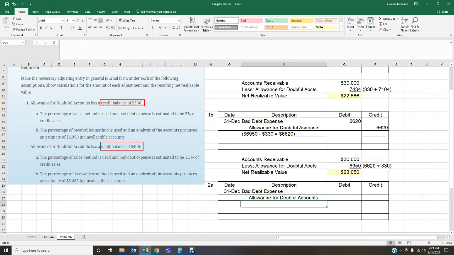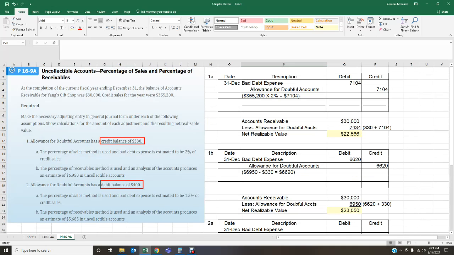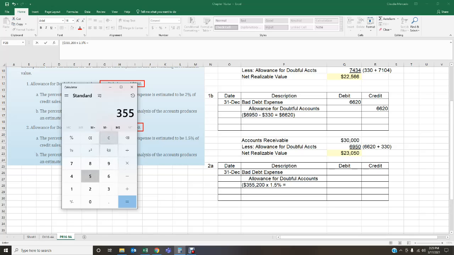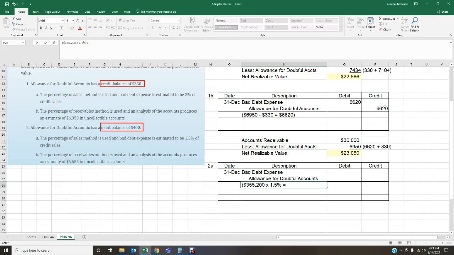The problem says that it's 1.5% of our sales. Our sales are $355,200. So I'm going to take my $355,200 times my 1.5%. 355,200 times 1.5% gives me 5,328. So that is the amount that I'm going to be doing my entry for, 5,328. It's a percentage of my sales, which is 1.5% of my sales.